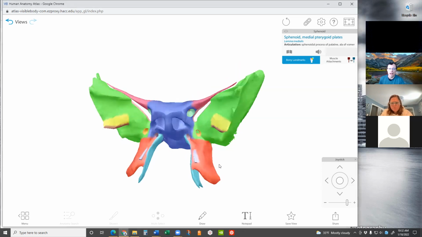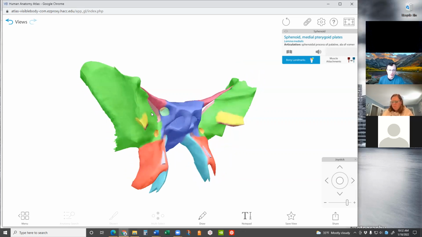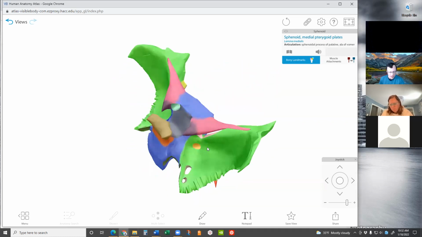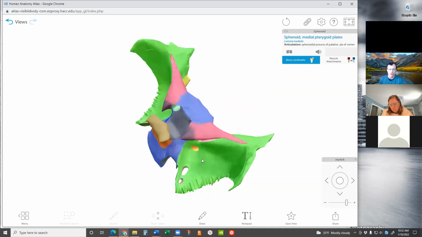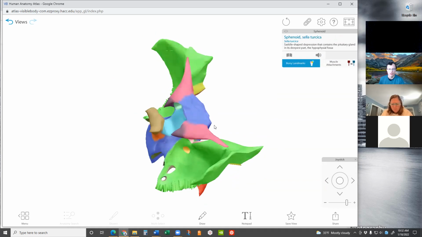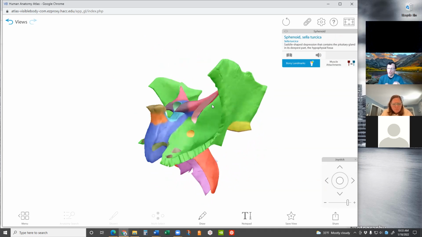Okay, so gang, you can walk yourself around this anatomy and find the different things you need to find. For example, one of the famous things on the sphenoid bone is the sella turcica. The sella turcica is this gray thing right here. It is the region of your skull that protects your pituitary gland. The pituitary gland will nestle in the sella turcica.